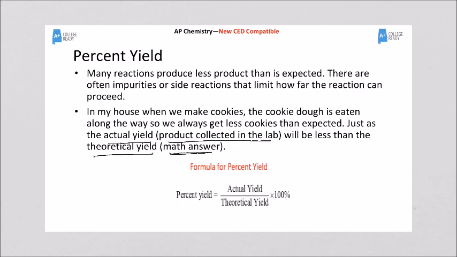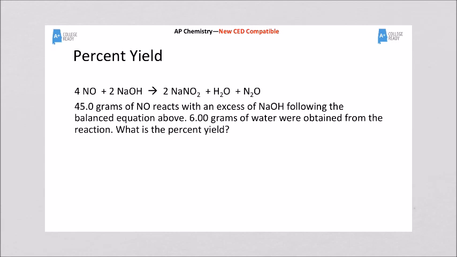So this formula is not on the formula sheet. It's very simple to remember. Percent yield is actual over theoretical, A over T, times 100 to get our percent. And remember that the actual yield always has to be smaller than the theoretical yield, or we would get over 100%. So here's a great example.